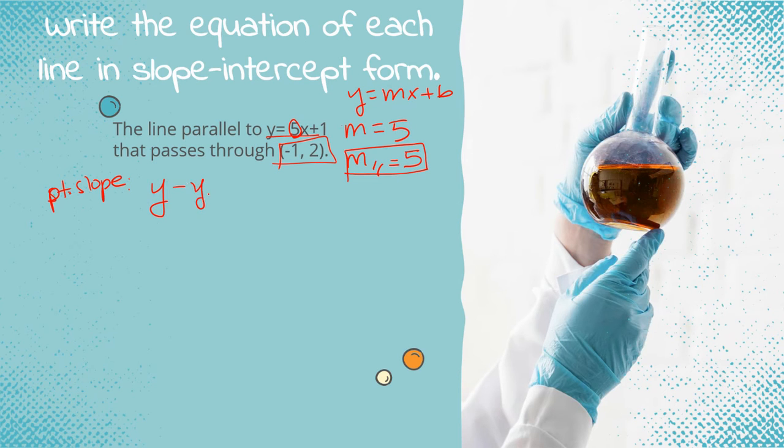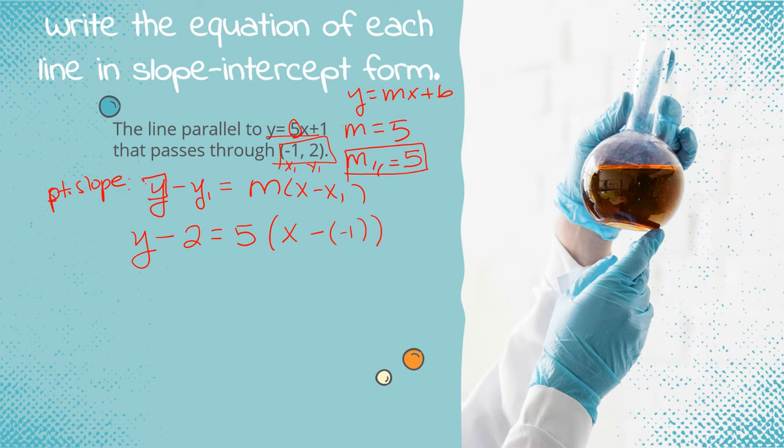If you recall from the previous video, this is point slope form. Okay, where this is my x1 and this is my y1. So I'm going to go ahead and plug in. So I have y minus y1. y1 is 2. M is 5. And then I have x minus x1. And x1 is negative 1.